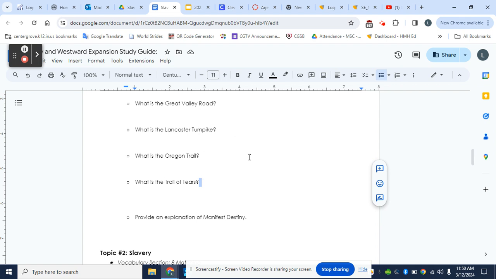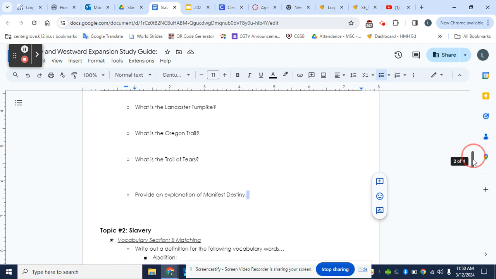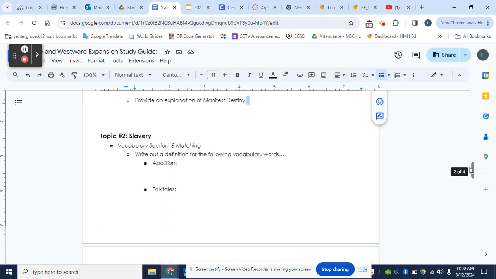And the last section for westward movement or westward expansion is explaining what manifest destiny is. Manifest destiny, remember, is a belief, and that's why it's different from westward expansion. So manifest destiny is that belief that Americans had that the United States was destined to stretch from the Atlantic Ocean all the way out to the Pacific Ocean.